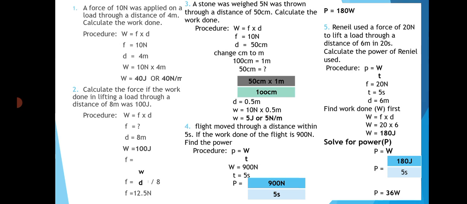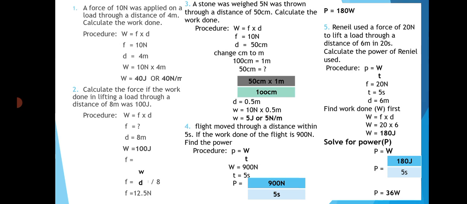So therefore, learners, we need to change from centimeters to meters. How do we do this? 100 centimeters is equal to 1 meter. If that's the case, then 50 centimeters goes to what? We don't know. So it's going to be 50 centimeters times 1 meter over 100 centimeters. And learners, you know why we did this: if less, more divide. So our distance now is going to be 0.5 meters. Now, our work done is going to be 100 newton times 0.5 meters. Our work done is 5 joules, or 5 newton meter.